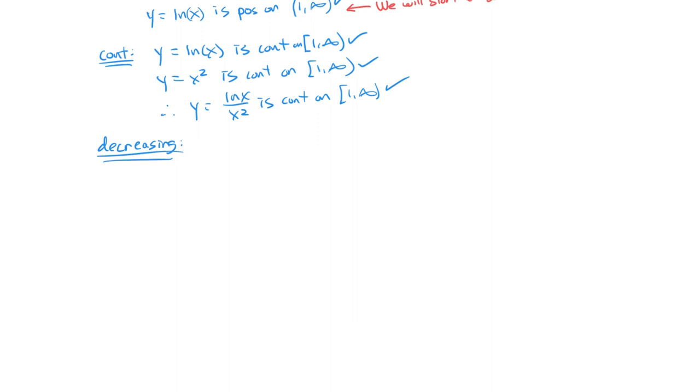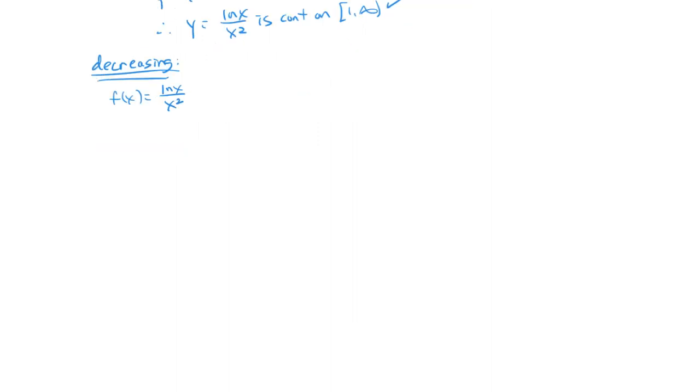So remember what I said about the integral test? If you can find another test to use, you typically want to do that because it takes a little bit of work. We haven't even done the integral test yet. We're just seeing if we can use it. So for decreasing, we need to find the derivative of our function. So our function is natural log of x over x squared.